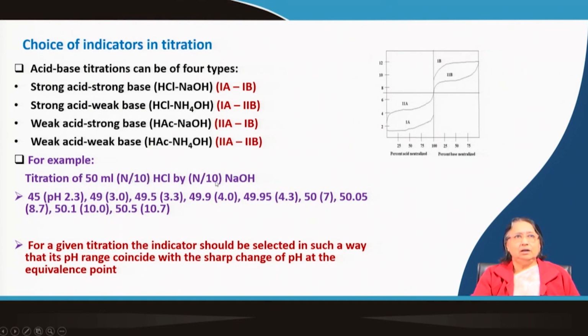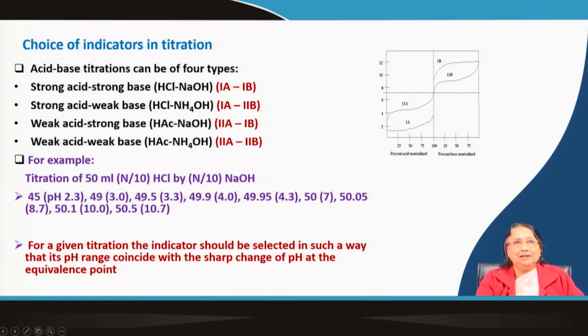Okay. But we start by thinking about the addition of 45 milliliter of NaOH. What will happen? What will be the pH? When you have already added 45 milliliter of NaOH solution, the pH will be like this. If you calculate it, you can do it easily. Then say, for example, you have already added 49 milliliter of NaOH to this HCl solution, then the pH will be like this.